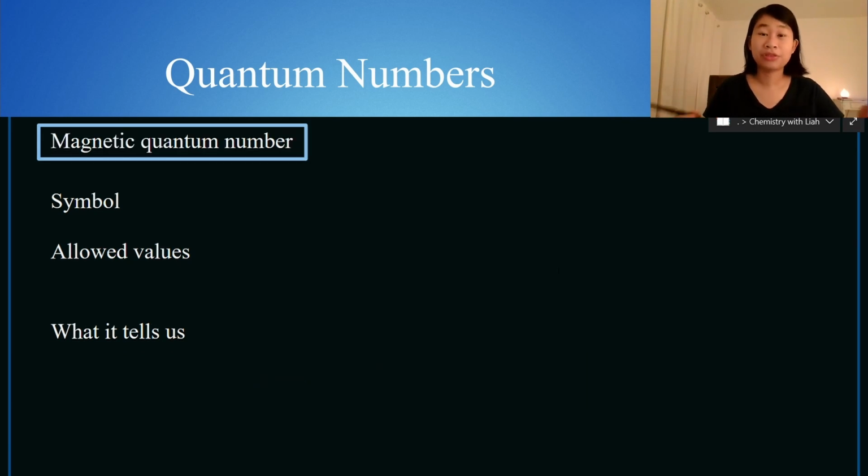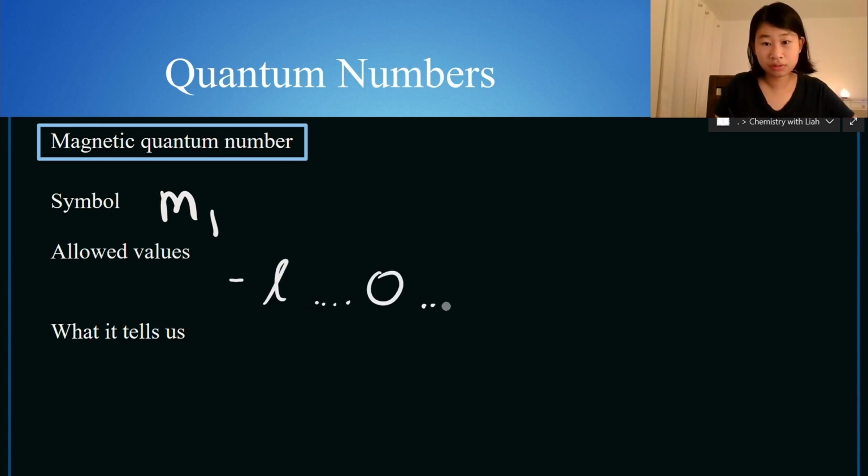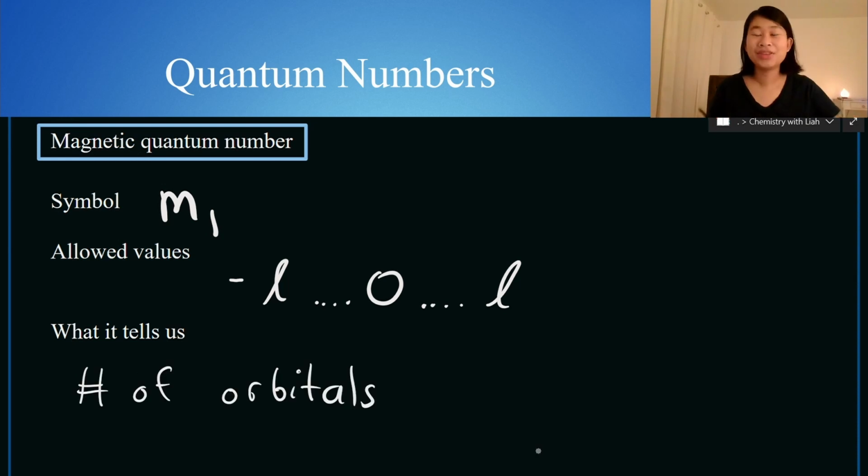Now let's talk about the third quantum number, the magnetic quantum number. This is going to be shown by the symbol m sub L. Alright, and allowed values for m sub L are negative L values to 0 up to the positive L value. Alright, so as you can see, the third quantum number will depend on the second quantum number. Now, what does the third quantum number tell us? Well, it tells us the number of orbitals, and this is really useful for finding electron configuration.